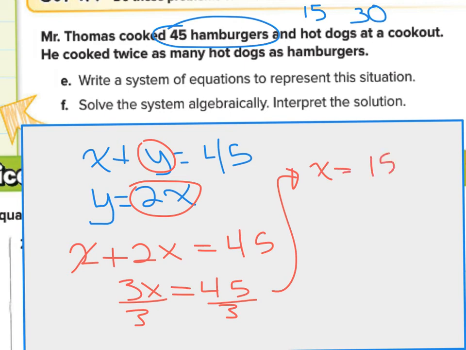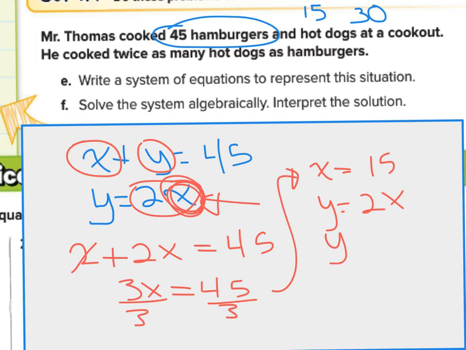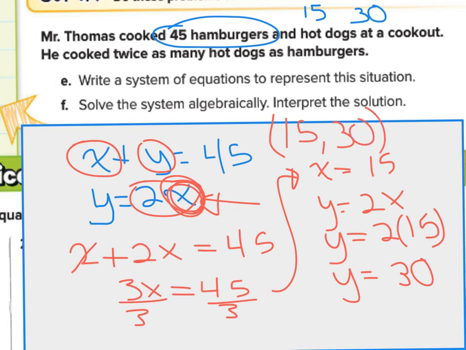If x equals 15, then I can substitute in here now. Or, sorry, right here. You see, right there. So that if y equals 2x, I can say y equals 2 times 15, because that's what x is, and y equals 30. So, the solution of this system of equations is 15, 30, where 15 is my number of hamburgers and 30 is my number of hot dogs, as I have predicted.